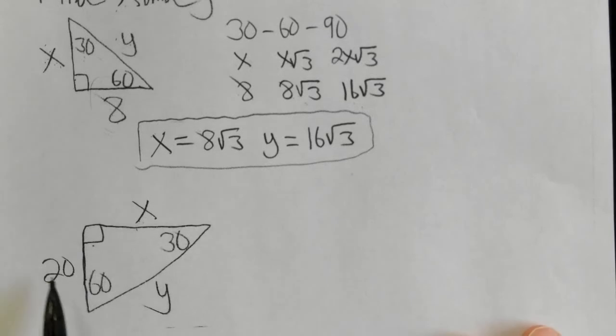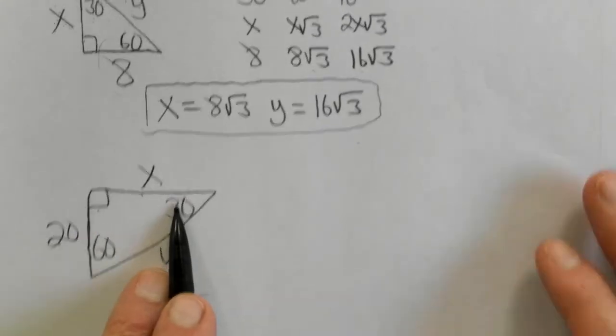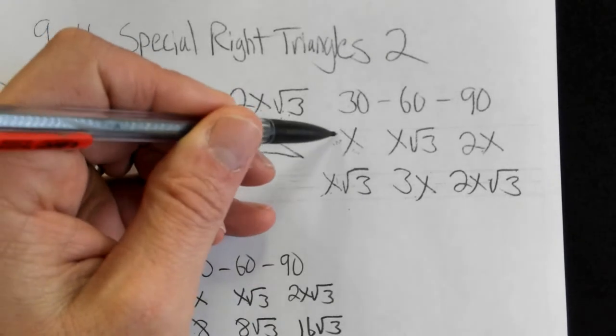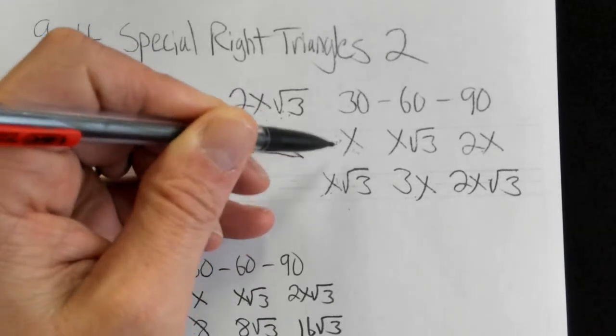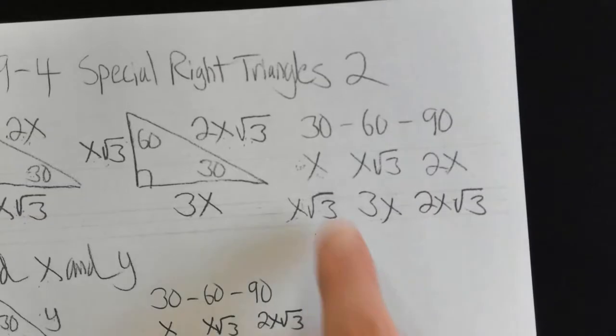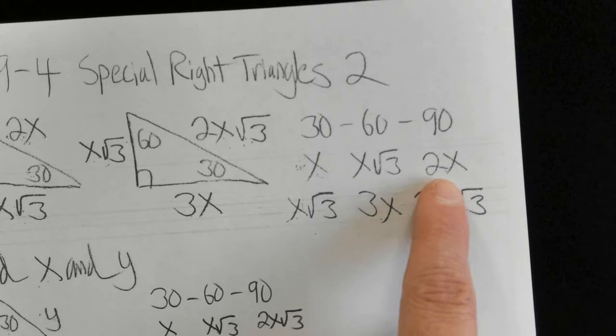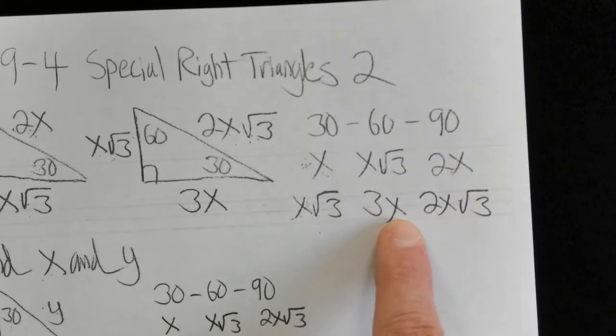So on this one, I'm given 20 as my regular number, and that's across from the 30. So which pattern avoids the square root in the 30? It would be the first one. So I'm going to pick the first pattern again. So remember, anytime they give you the short leg or the hypotenuse as a regular number, pick the first pattern. If you have the long leg as a regular number, integer number, then you're going to pick the second pattern.